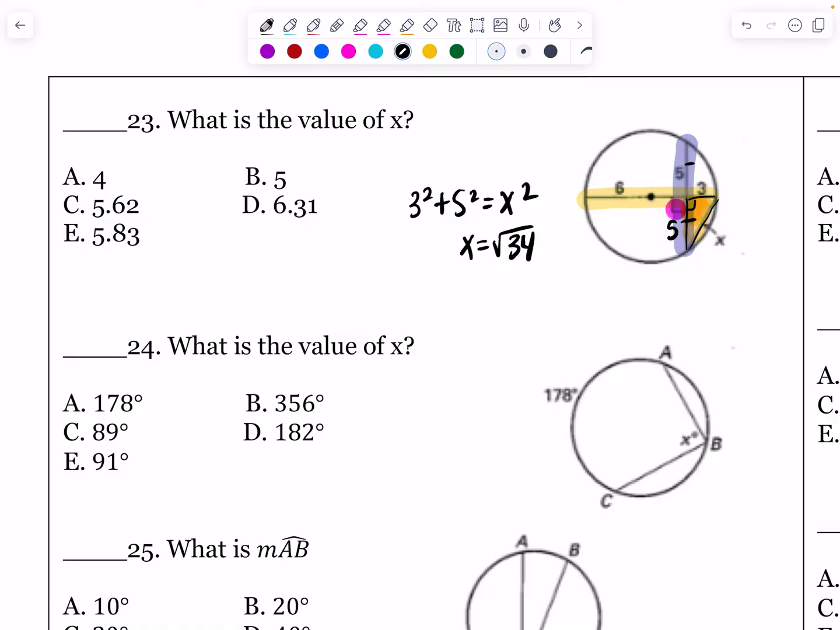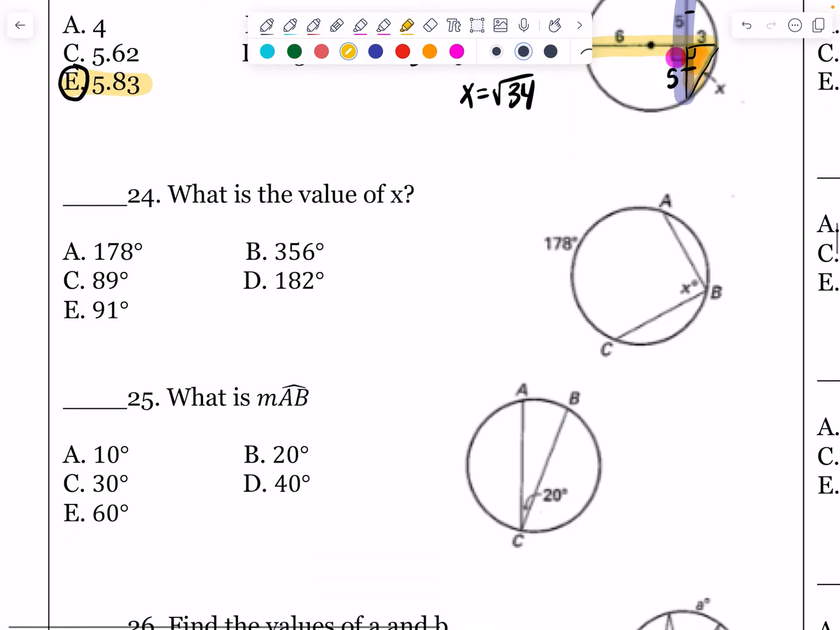When you take the square root of 34, it doesn't have it written as the radical answer. It has it written as the decimal answer. That is going to be about 5.83. So that is going to be E. So this was done where they approximated the decimal. They could have left it as the square root of 34 as well.